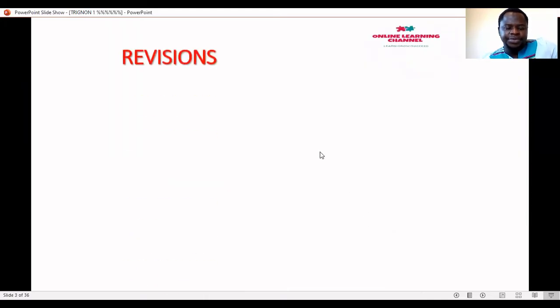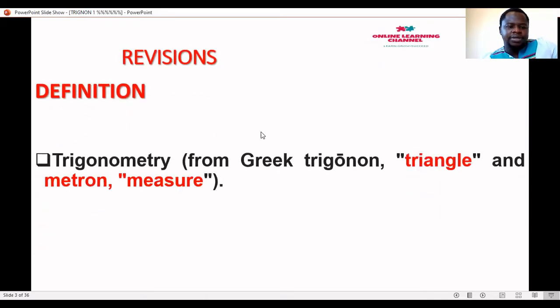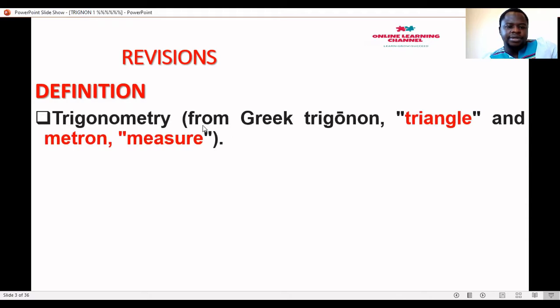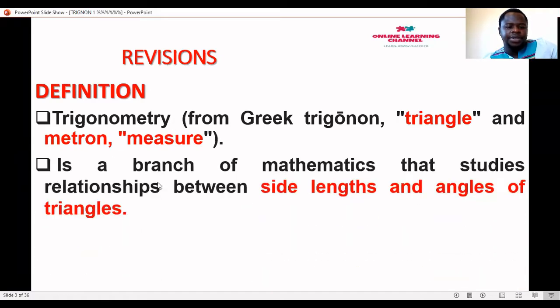Now, revisions. Trigonometry is from the Greek words trigonon, meaning triangles, and metron, meaning measure. This is a branch of mathematics that studies the relationship between side lengths and angles of triangles.